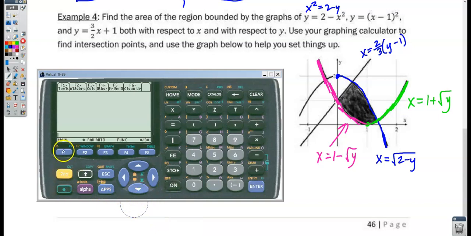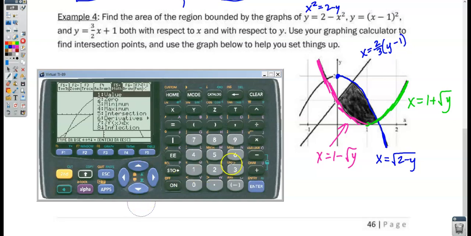Let's go ahead and we'll type our equations into my graphing calculator. So I got y equals 2 minus x squared. Y equals quantity x minus 1 quantity squared. And y equals 3/2 x plus 1. Those are my equations, and my graph here looks like it goes from about 2.5 in each direction, and it looks like that's what I have my window set at. So when I graph this, it should be a pretty good graph for us to see. Here's my one parabola, my other parabola, and my line. So that's a pretty good image of the region.